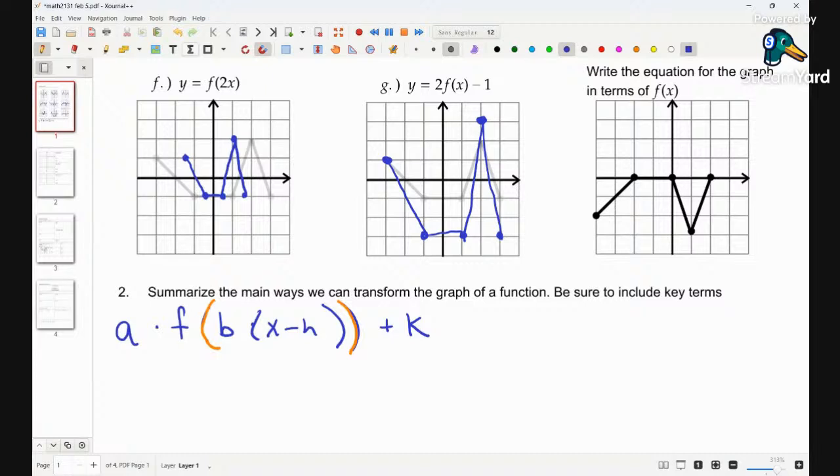Plus is left, minus is right. And then minus in front, it's a shrink. And then if it's outside, it's a stretch.